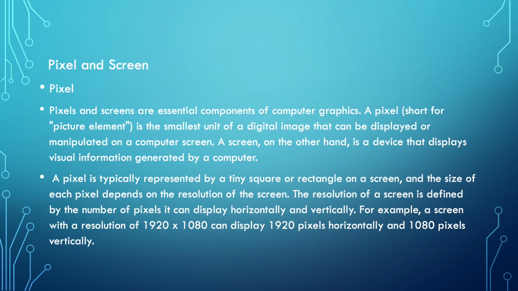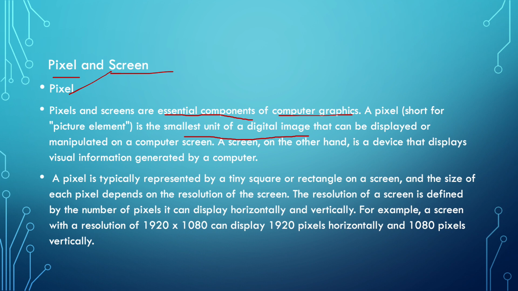Now we'll have a look at pixel and screen. First, pixel and screen are both essential components of computer graphics. Pixel, short for picture element, is the smallest unit of a digital image that can be displayed or manipulated on a computer screen. Screen, on the other hand, is a device that displays visual information generated by a computer.